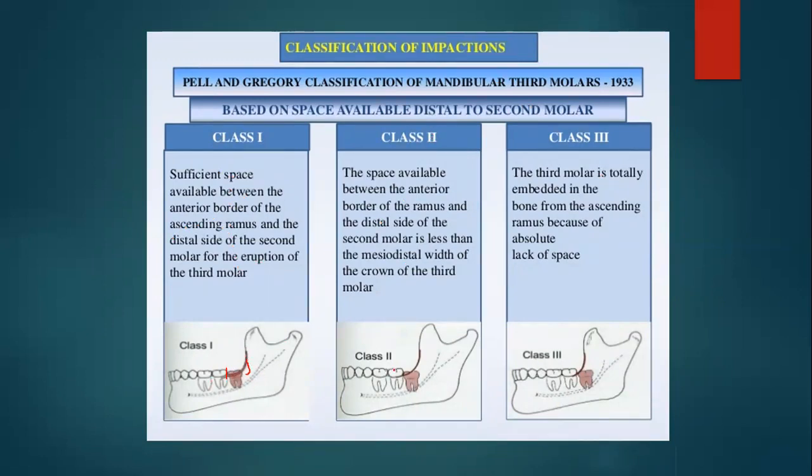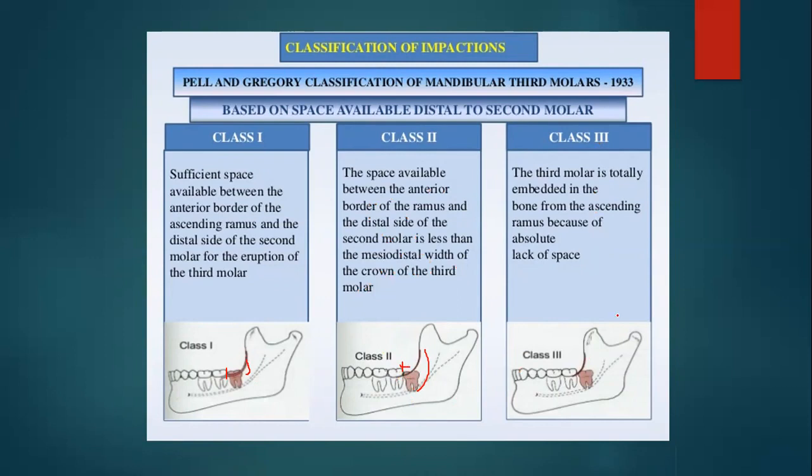In class 2, you have seen the space available between the anterior border of the ramus and the distal side of the molar is less than the mesiodistal width of the crown of the third molar. So basically, the space available here is less as compared to the mesiodistal width of the tooth. So not the whole of the tooth will be erupted. You can see that only the mesial side of the tooth is erupted.